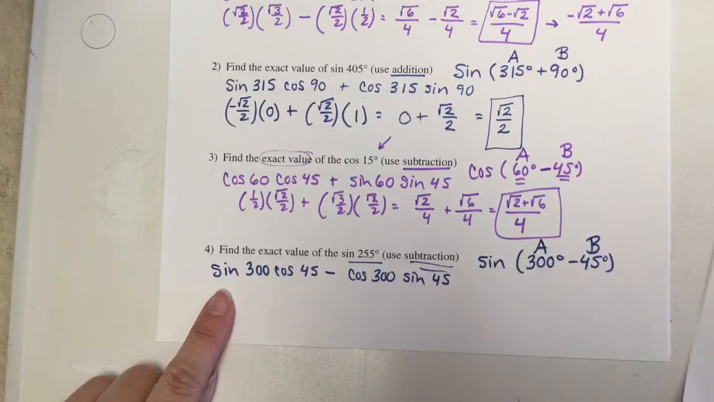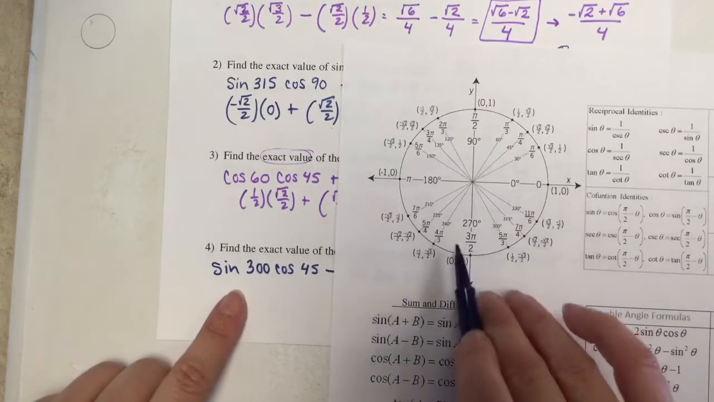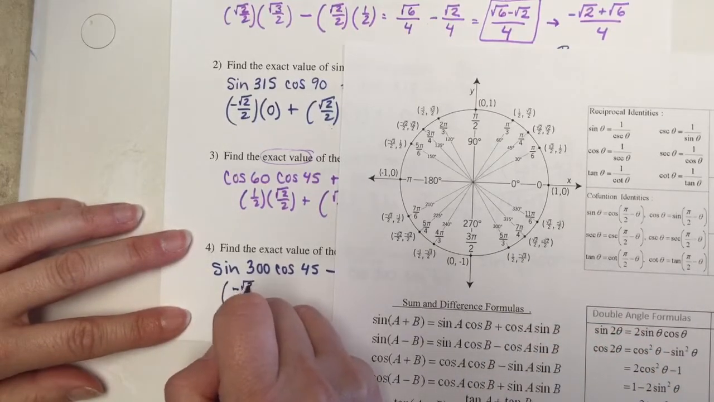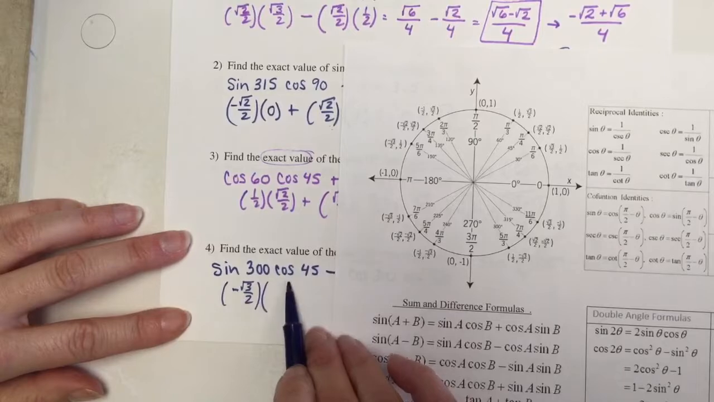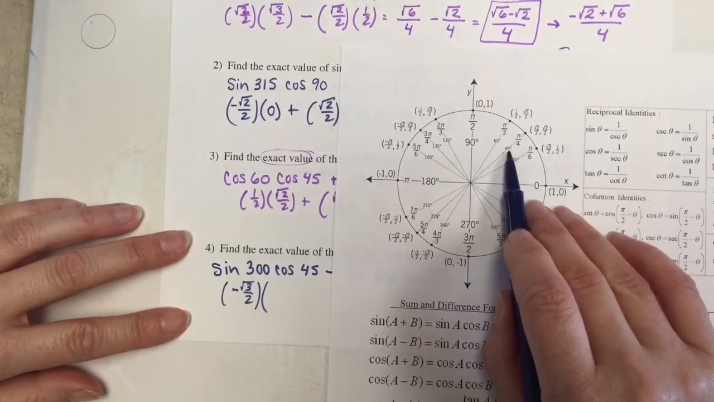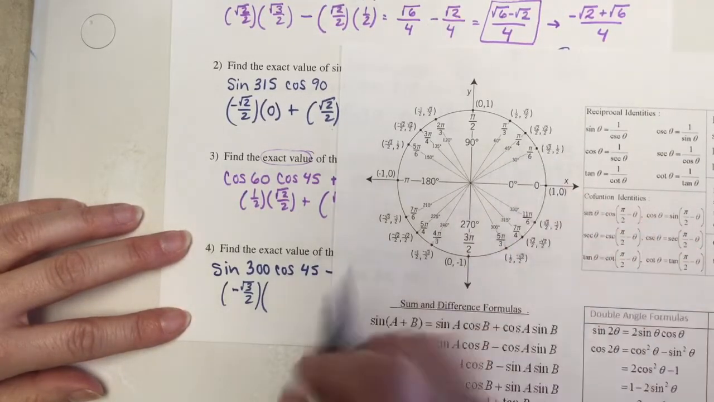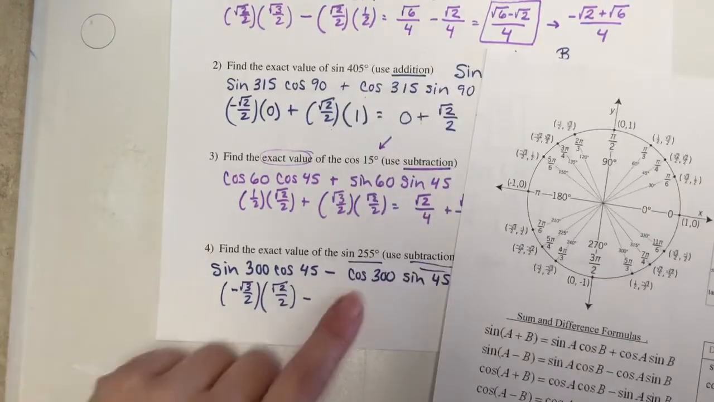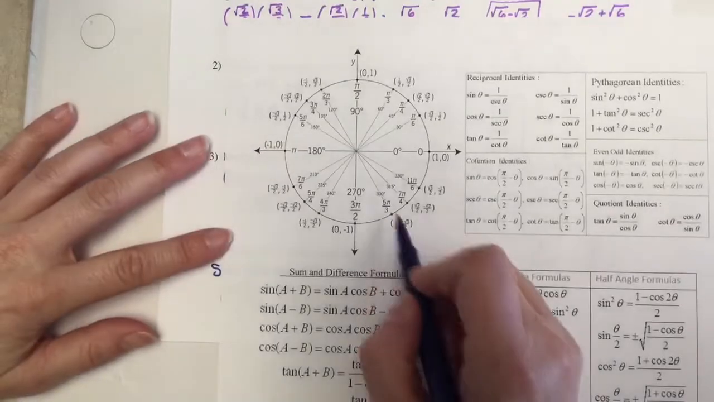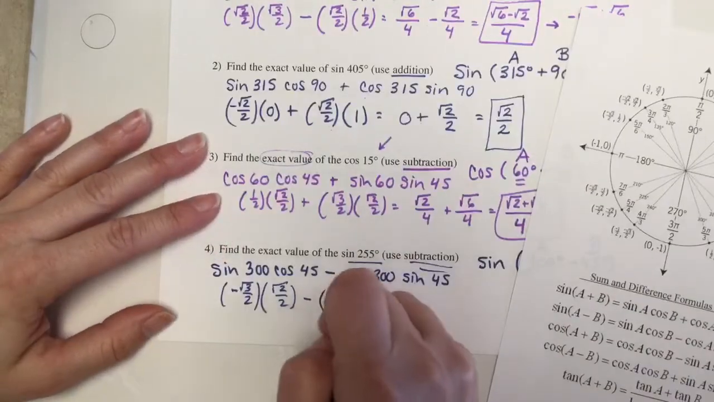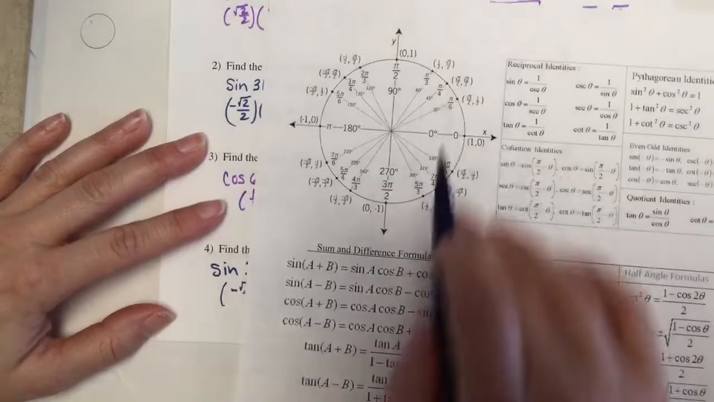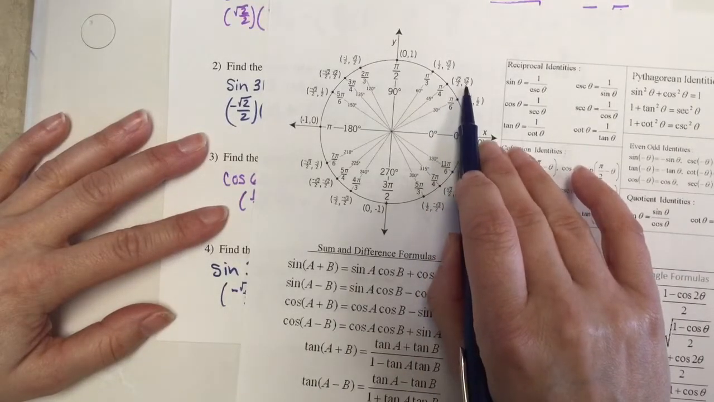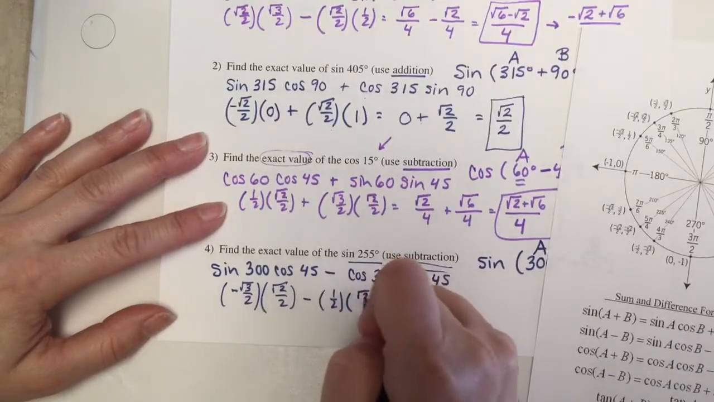Now you go to your handy dandy little unit circle, find 300 degrees, which is right here. The sine is the y value, negative square root of 3 over 2. Cosine of 45. 45 is right here on the unit circle. The cosine is the x value of the ordered pair, square root of 2 over 2. Minus, now I want the cosine of 300. Here's 300. The cosine is 1/2. I want the sine of 45. 45, the y value, the sine, is the square root of 2 over 2.